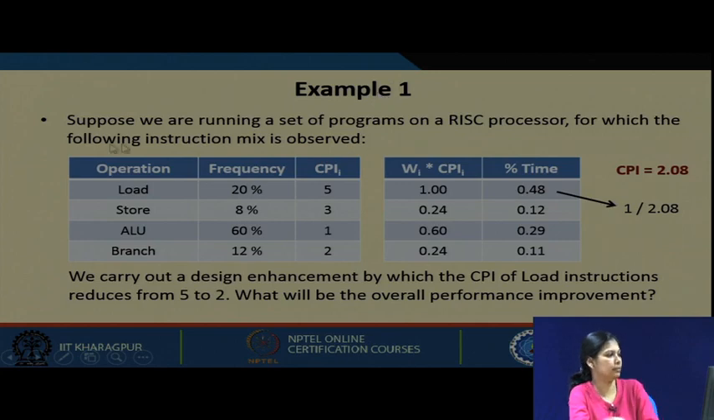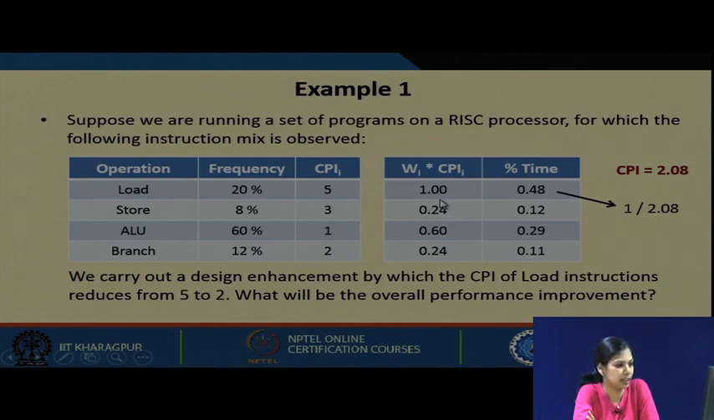Let us take another example. Suppose we are running a set of programs on a RISC processor for which the following instruction mix is observed. We have load, store, ALU and branch operations, and this is the frequency at which load instructions take place. This is the frequency at which store instructions take place, and so on. And this is the CPI, cycles per instruction, for load, store, ALU and branch.